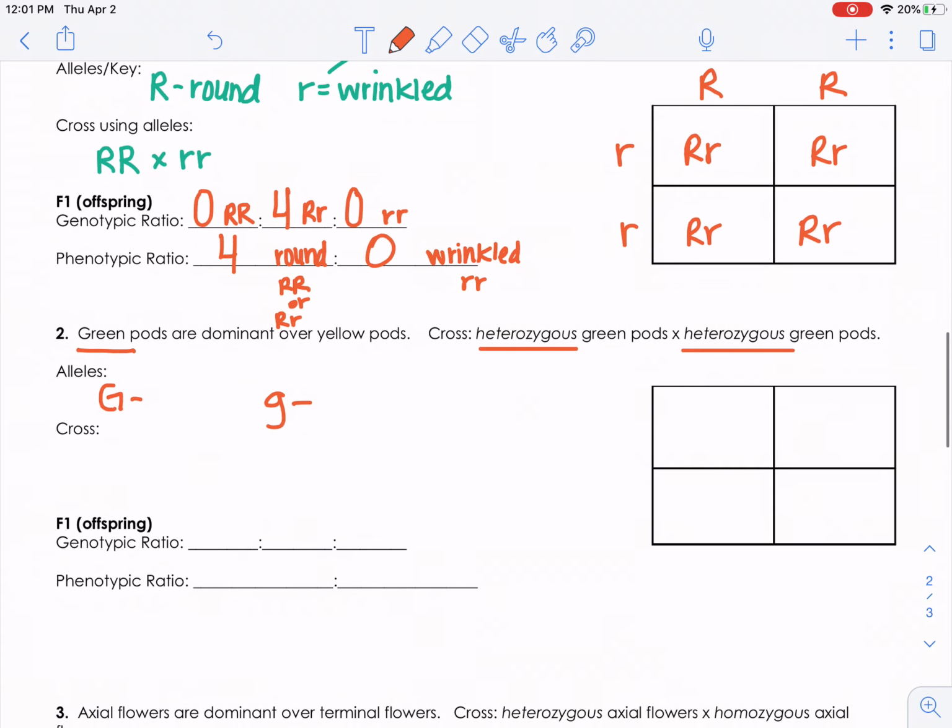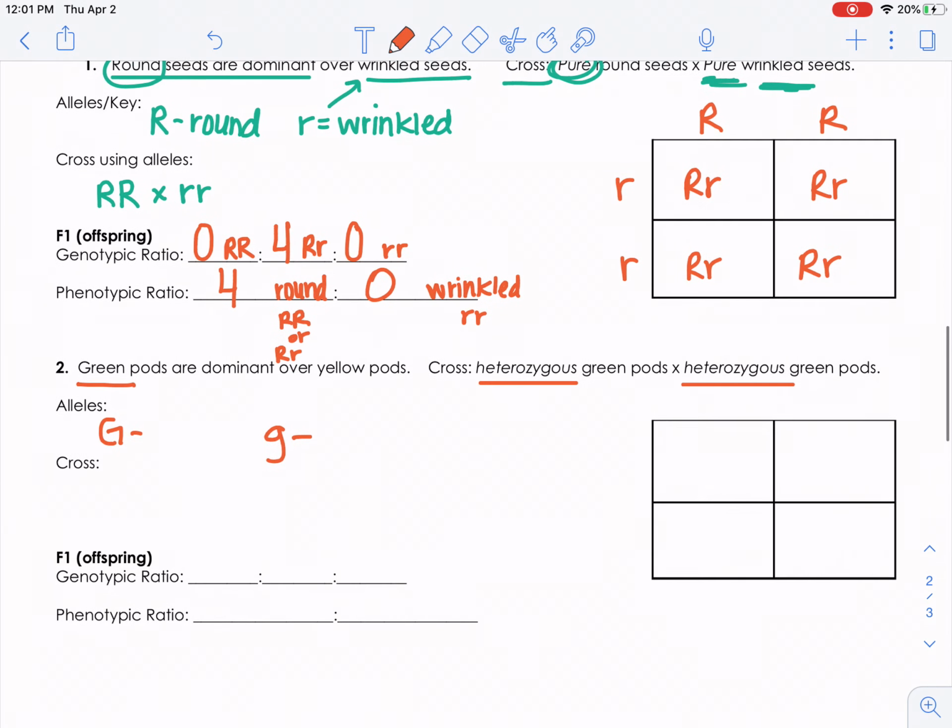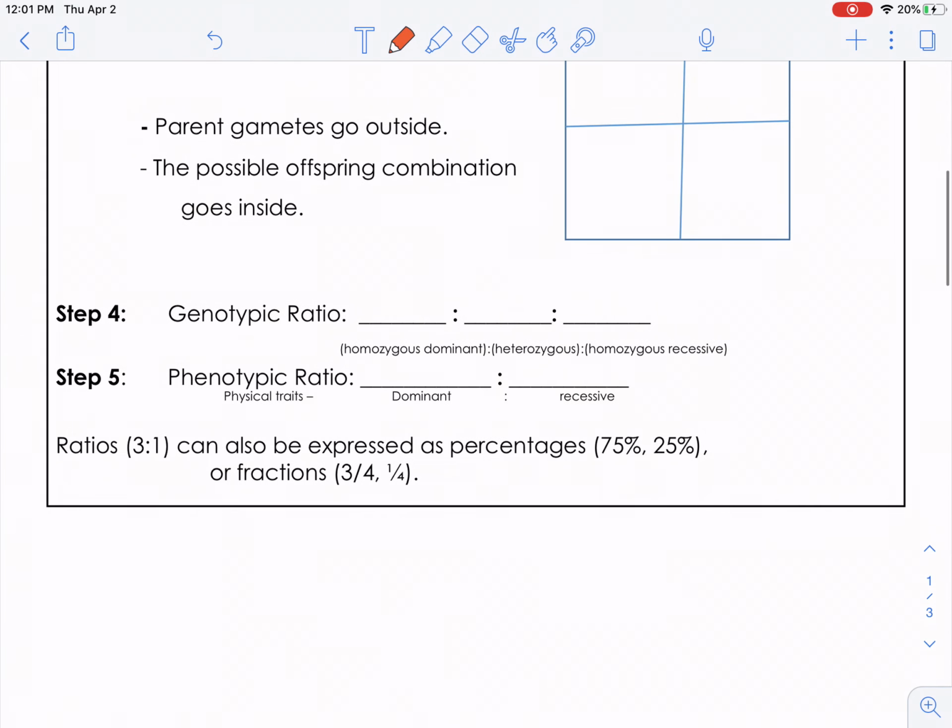As you're going through these, again, how do you know the genotypic and phenotypic ratio? It is written right here. Homozygous dominant, how many bigs? Heterozygous, how many big littles? And then homozygous recessive, how many littles?